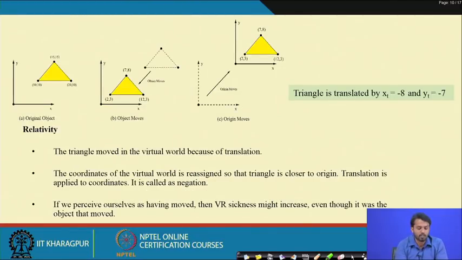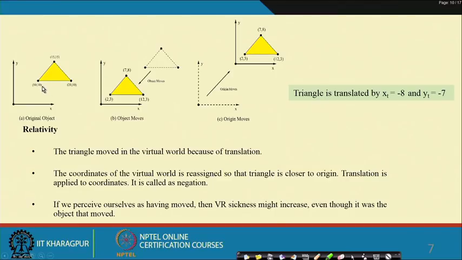Then the other concept is relativity. If you consider this triangle, its original position was (10, 10), (20, 10) and (15, 15). We are considering the x and y axes, not the z axis. If you move this triangle in the virtual world, because of translation, the coordinates change. The coordinates of the virtual world are reassigned, so the triangle goes closer to the origin. When translation is applied to the coordinates, it is called negation.